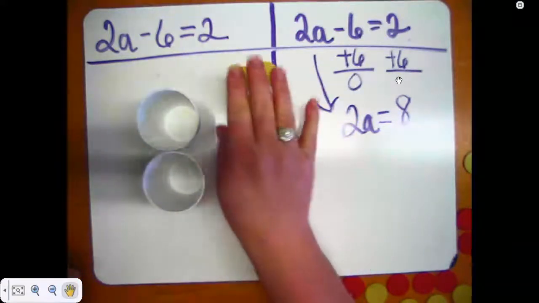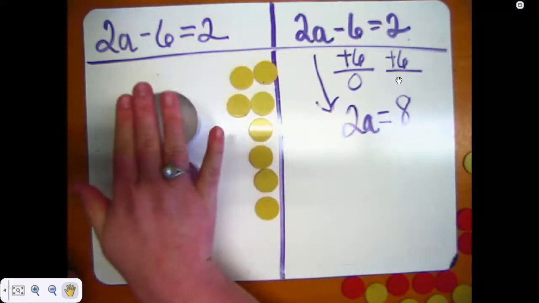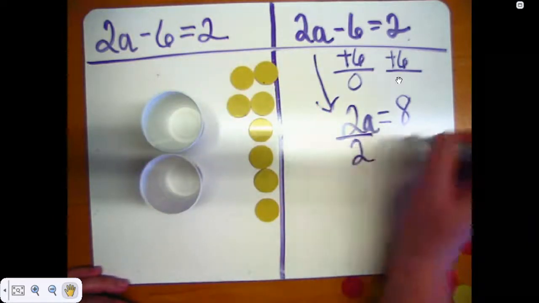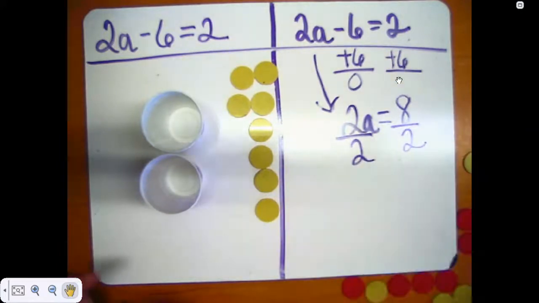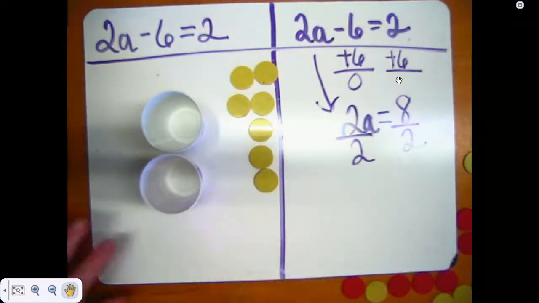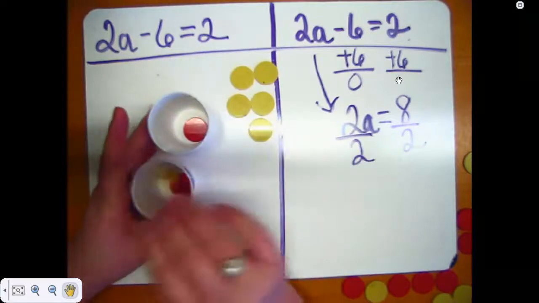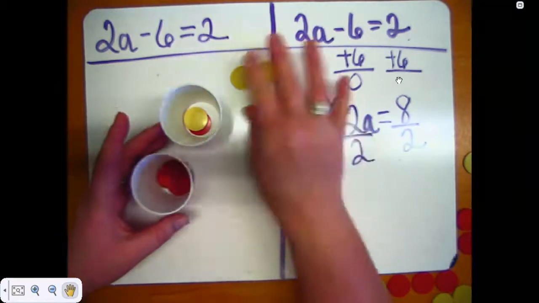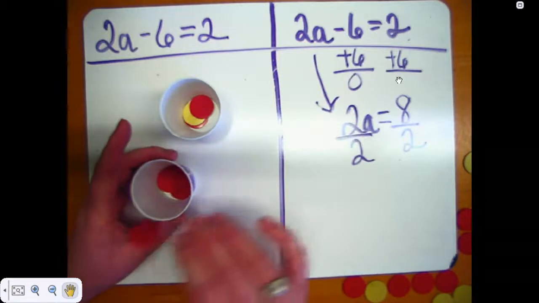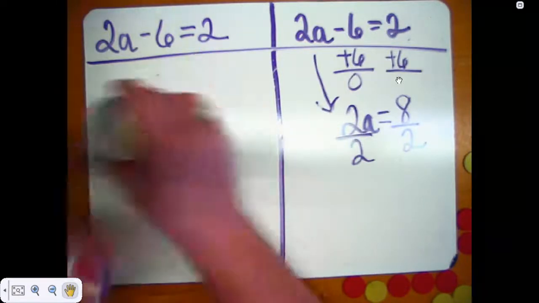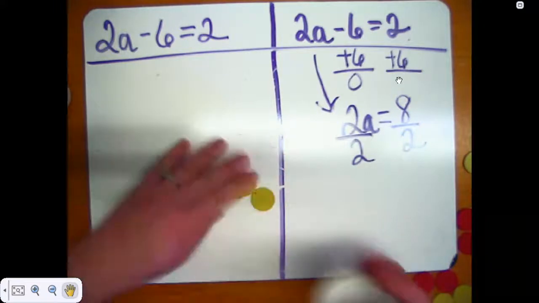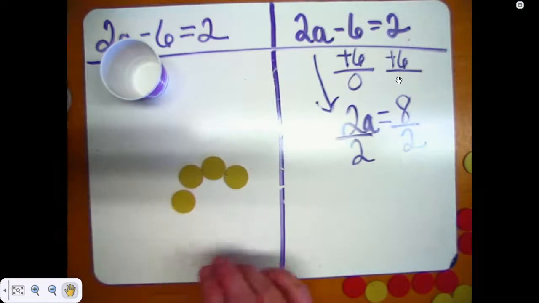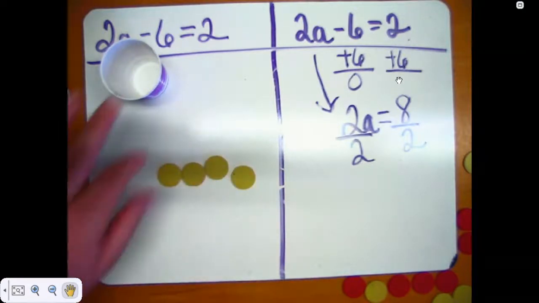And I would divide my positive 8 into these 2 cups. So I'm dividing positive 8 by 2. So I would divide this side by 2 and divide this side by 2. Remember, your answer is positive because your counters are yellow. And you are left with positive 4. Oops, I put one too many in one of the cups. I would be left with positive 4.